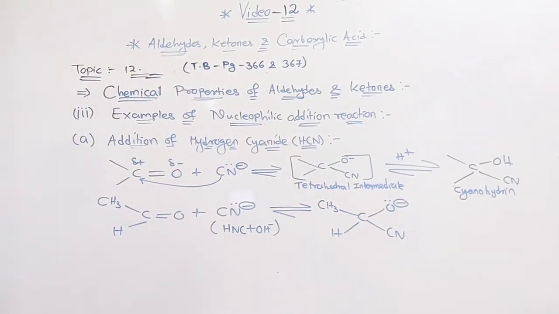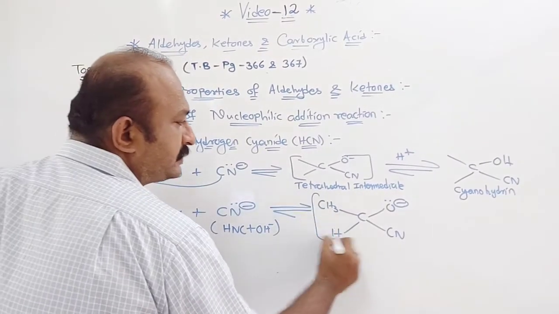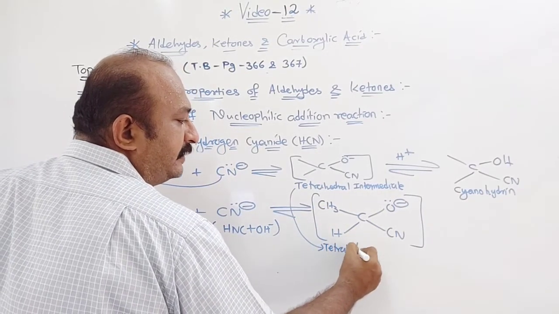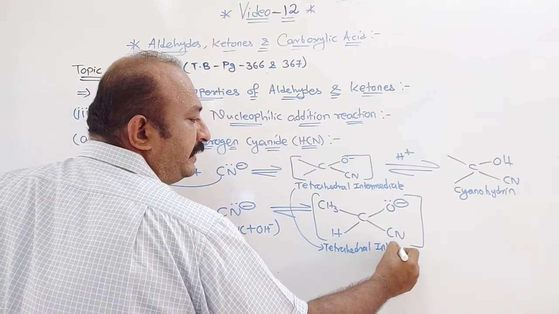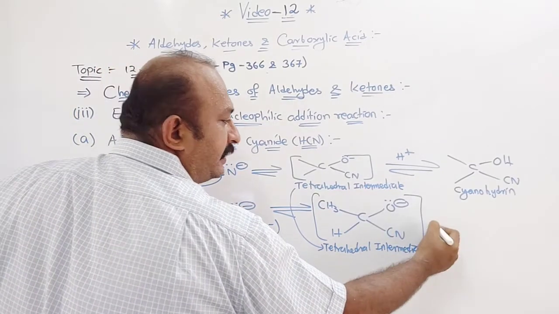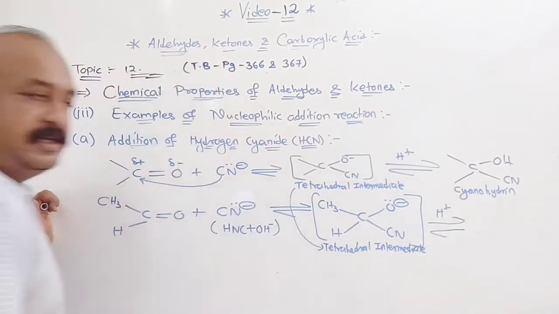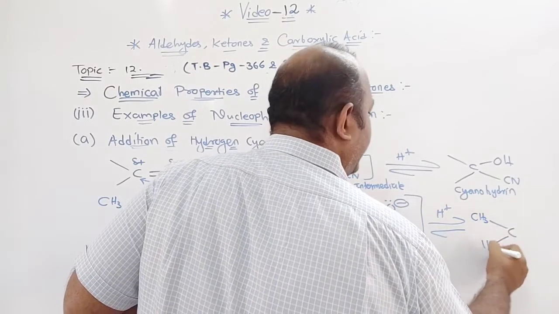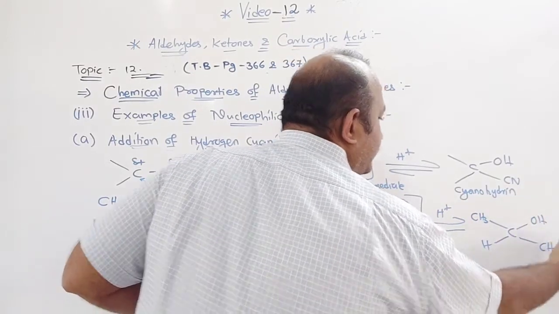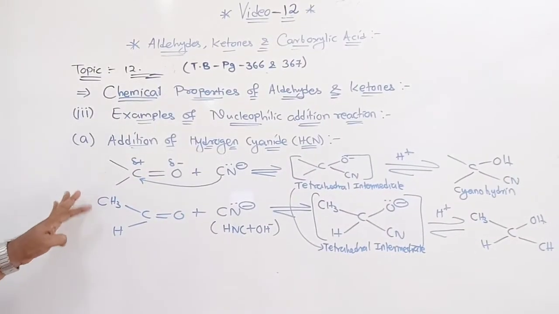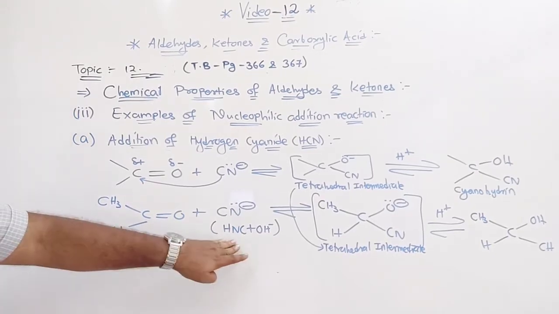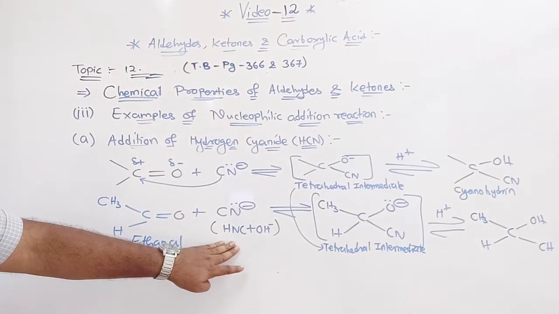So this is what we call the intermediate, or the tetrahedral intermediate. Clear? Tetrahedral intermediate, which on proton transfer will give you CH3C, here H, here OH and here CN, like this, right? So this is your ethanal, and this is from HCN, the cyano group that you get here.